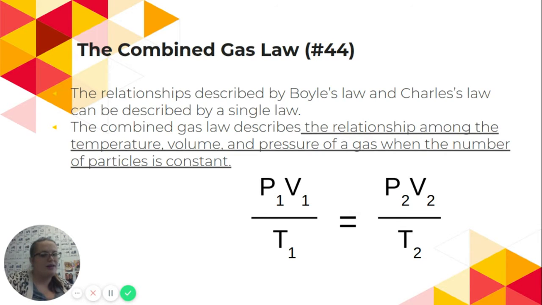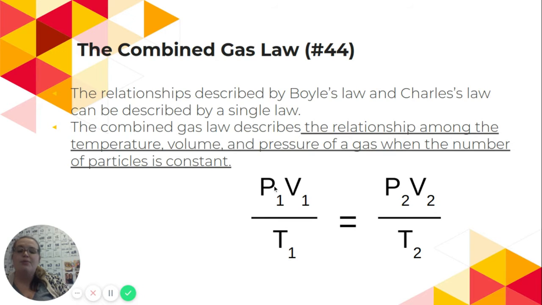All right, combined gas law. Now, there's not a real-life example on this one. That's why that part's blacked out, so don't worry about this. So the relationships described between Boyle's law and Charles' law can be described in a single gas law. So your description of your combined gas law is going to be the relationship among temperature, volume, and pressure of a gas when the number of particles is kept constant.